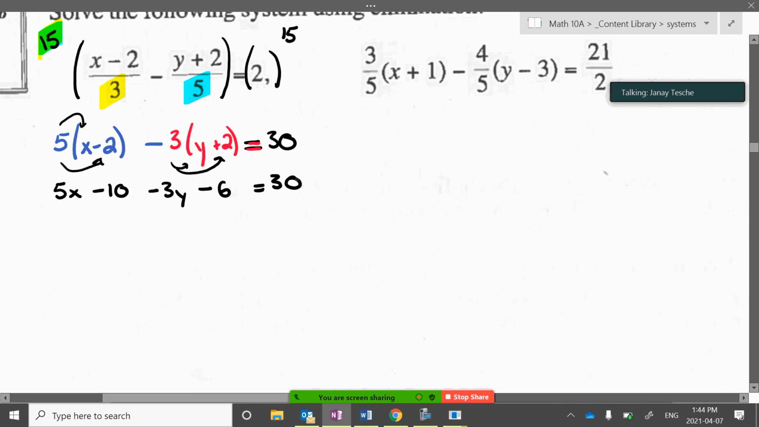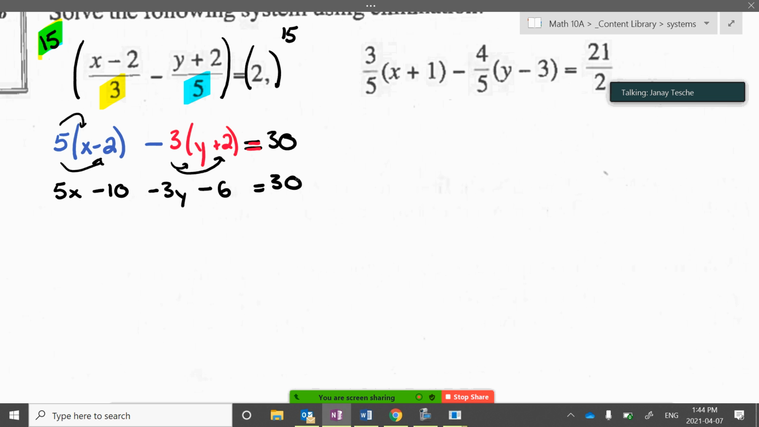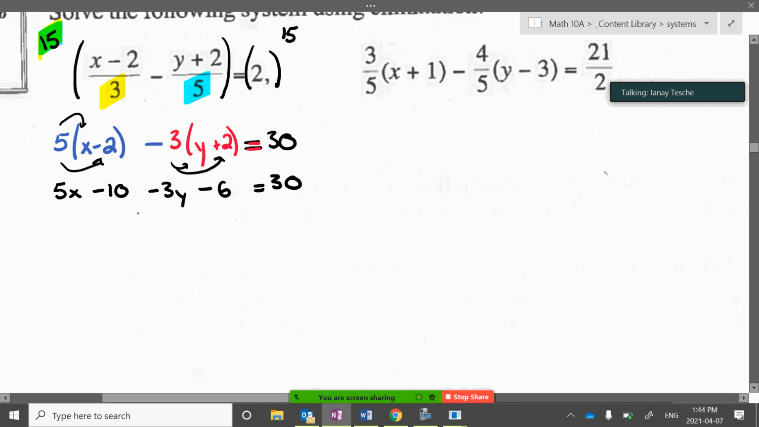Distributive property there. Is that okay? Can I combine anything and clean this up at all? Good, right on. So then I have 5x minus 3y minus 16 equals 30. And I would actually take it a step further and add 16 to both sides. So then I have all of my 1's together. So this is now my first equation.